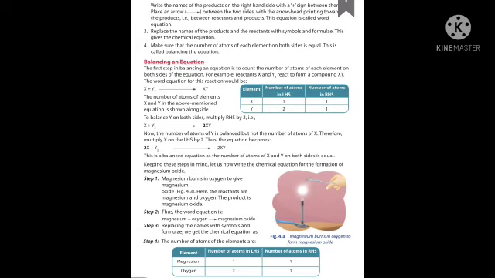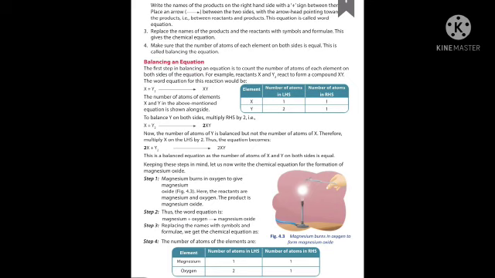So this equation is called what? Word equation. Then replace the names of the products and the reactants with symbols and formulae. This gives the chemical equation. Understand? Then make sure that the number of atoms of each element on both sides is equal. This is called balancing the equation. So for both the reactant and the product side, the number of atoms of each element should be equal. So that's the fourth point.